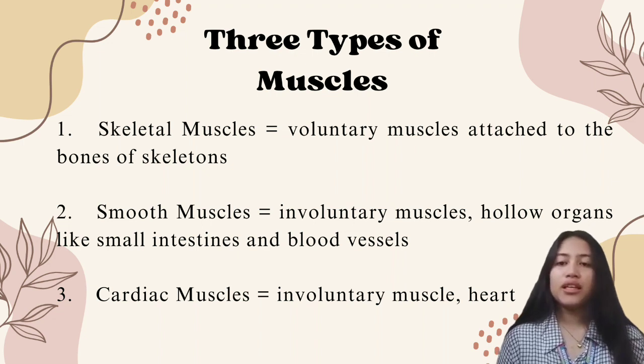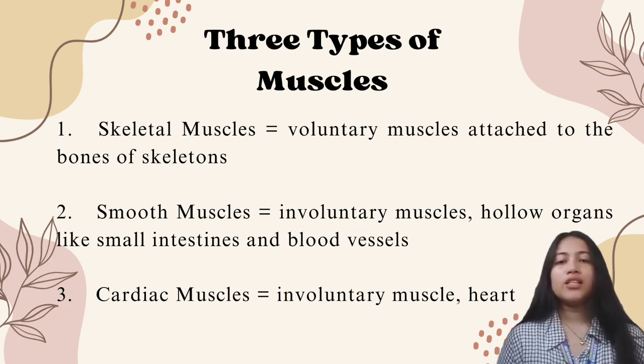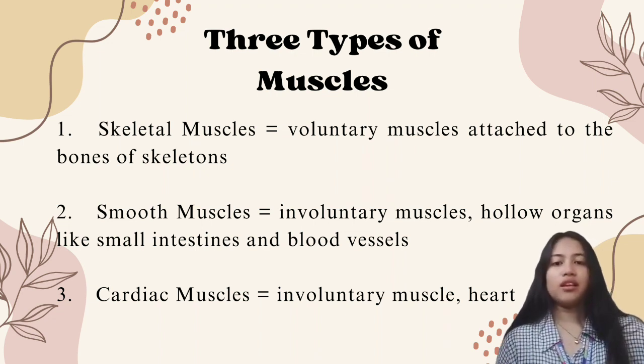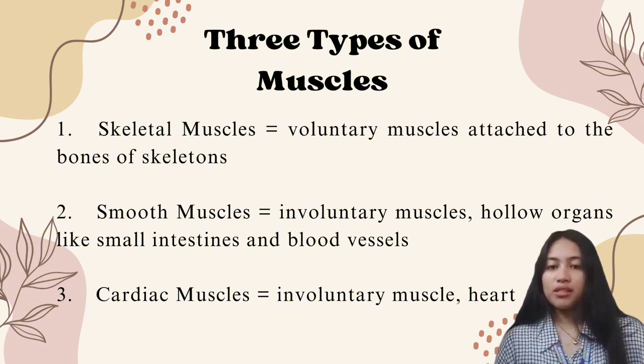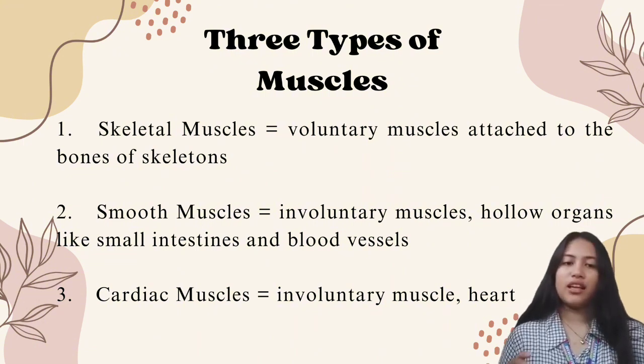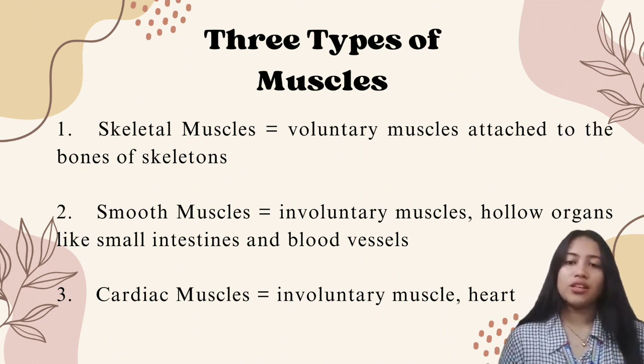The second one is smooth muscles. Smooth muscles are found in the walls of organs, blood vessels, and other structures. They're involuntary muscles that control functions like digestion, blood flow, and breathing. They work automatically without conscious control.